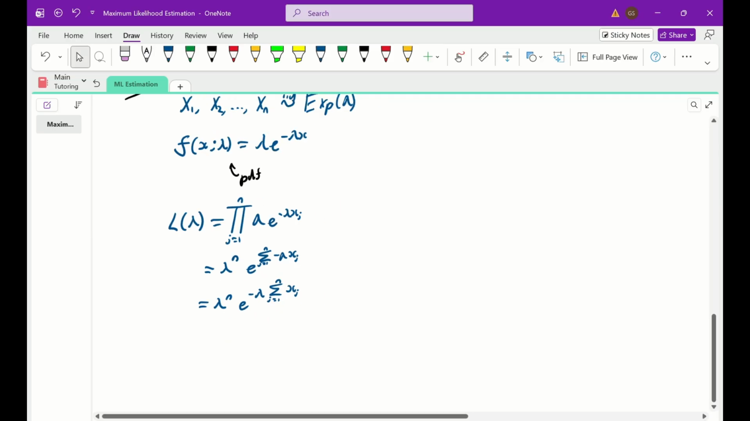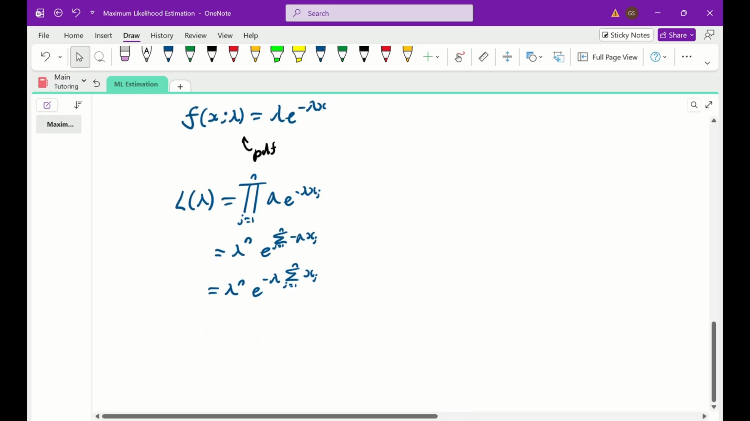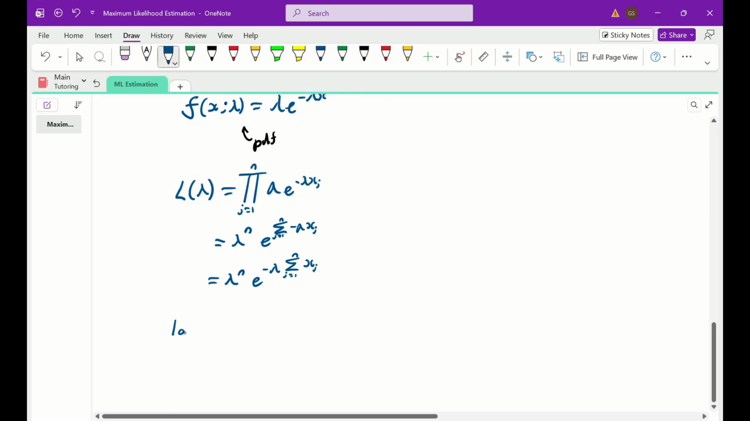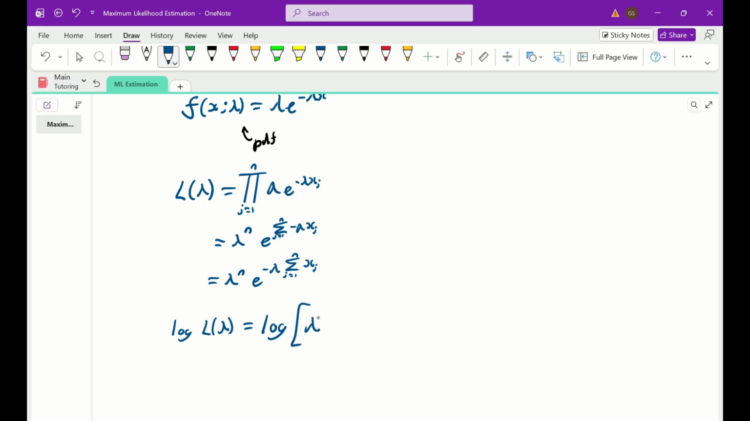Now we could try to maximize this. However, as I said before, it is often quite useful to instead maximize the log likelihood. And as I also said before, there are some useful properties of the log likelihood. So that's what we're going to do here. We're going to find the log likelihood. The log likelihood is just the log of the likelihood function. So I take the log of both sides, put some big brackets here. We've got lambda to the n, e to the negative lambda, sum of the xj's, j from 1 to n.